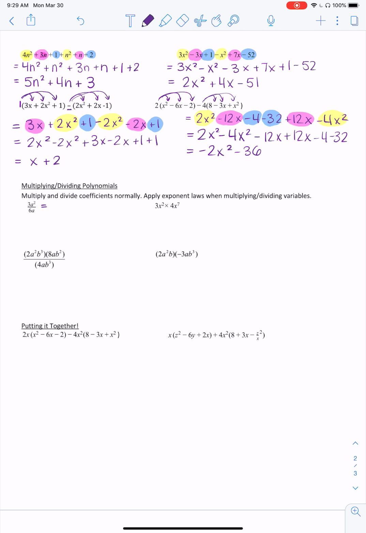So here we have 3 over 6. Those are our constants. So all I'm going to do is I think of how I could divide 3 over 6. So that's just going to be 1/2. And now I look at my exponents. So the first thing I want to make sure is that they have the same base. So I have a squared and a. And then I think, when I'm dividing, what do I do? You can always reference the top of the sheet as well.